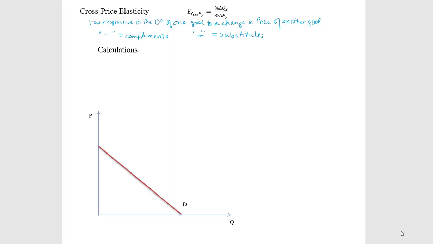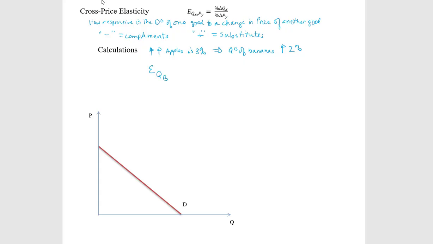So let's do a calculation. Let us suppose there's an increase in the price of apples of 3%, and that causes the quantity demanded of bananas to increase by 2%. We know right away that this is going to be a substitute scenario, not just because we eat apples and bananas, but because when the price of the one good goes up, the quantity of the related good also goes up. So let's calculate the elasticity.